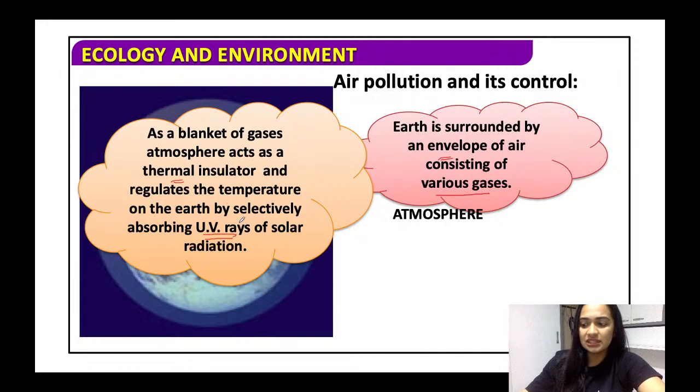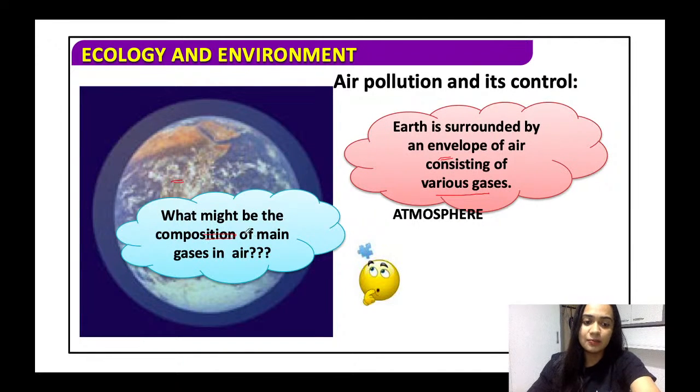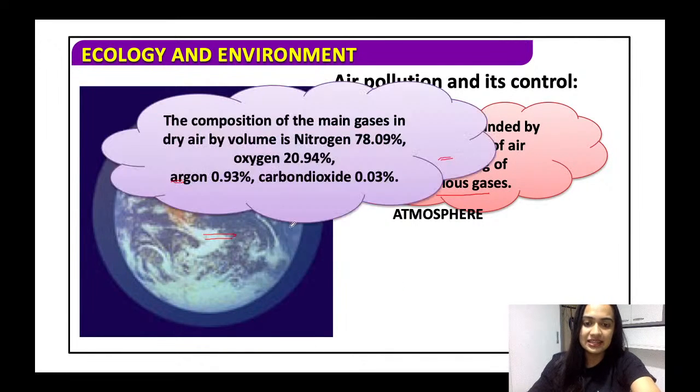So, ye UV rays is harmful to us and we do not require the entire concentration of the UV rays. We only require a part of it. तो ये selectively absorption का काम कौन करता है? This is performed by atmosphere. Fine. So, what might be the composition of the main gases in air?